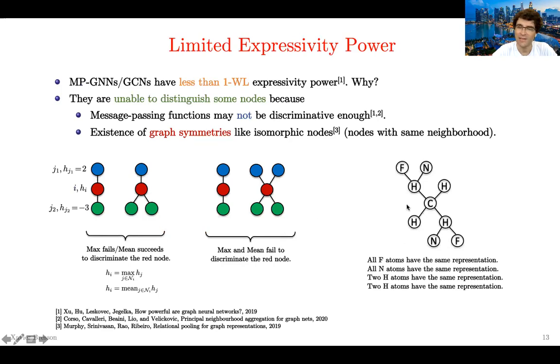Another limitation is that for any graph we have the existence of natural symmetries, for example isomorphic nodes. If you take this hydrogen atom and this one as well, they have the same neighborhood. So the message passing GNN will basically provide the same node representation for these two atoms of hydrogen, which is a limitation because you want to be able to distinguish these two nodes.